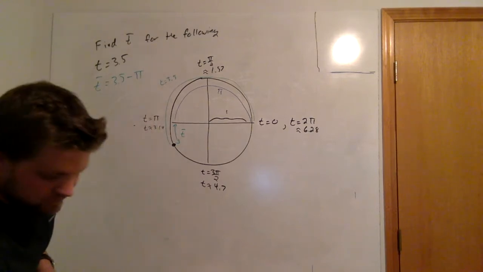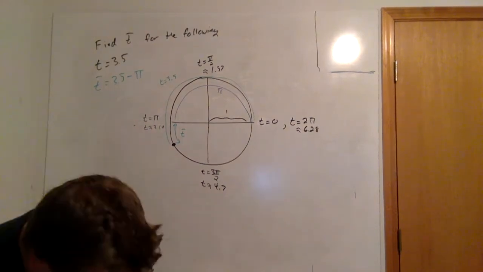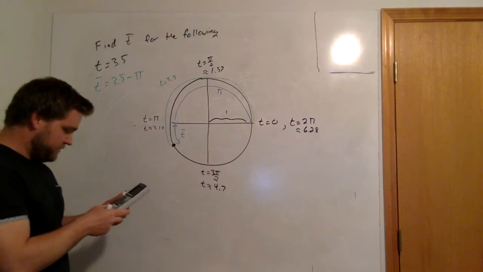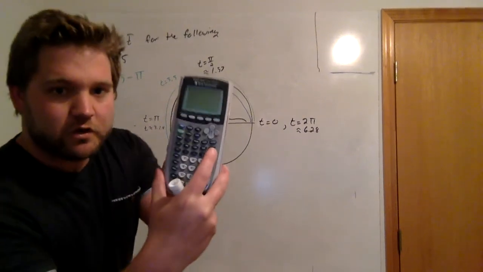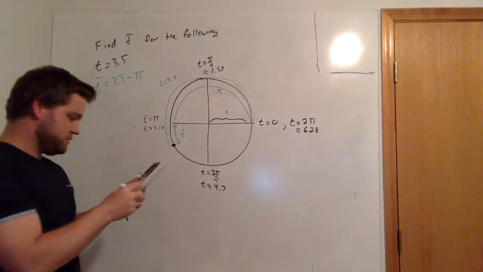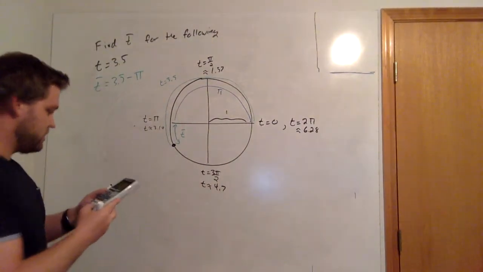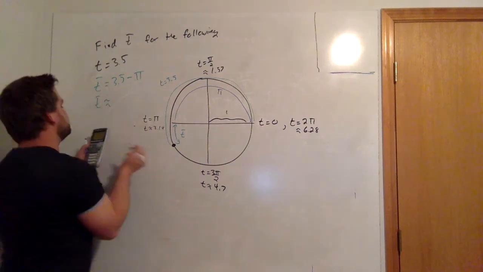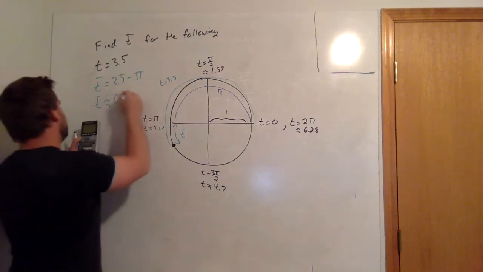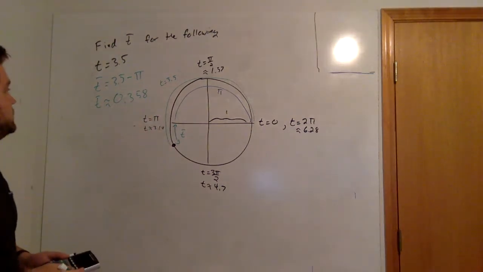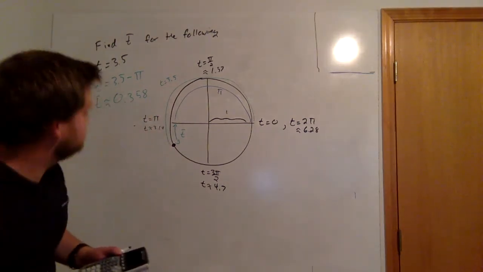We can use our calculator for this. So 3.5, and notice our pi button is right above the caret symbol in blue, so we'll hit second pi. So our t-bar here is going to be approximately, rounding to 3 decimal places, 0.358. Let's do another example.